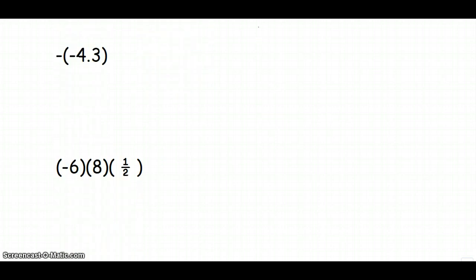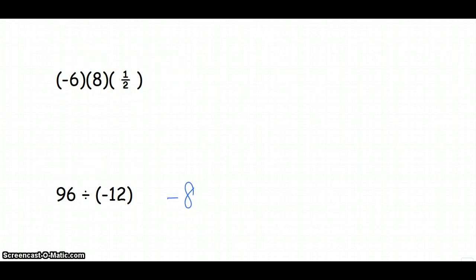Now this one you need to be careful on. Notice I have negative, then parentheses, negative 4.3. Here you need to remember that negative negative turns into a positive, so I have positive 4.3.